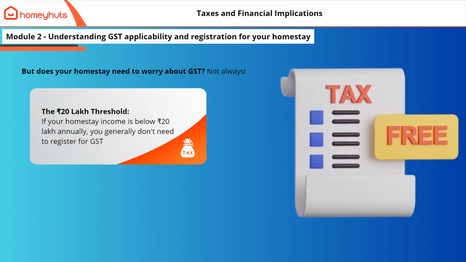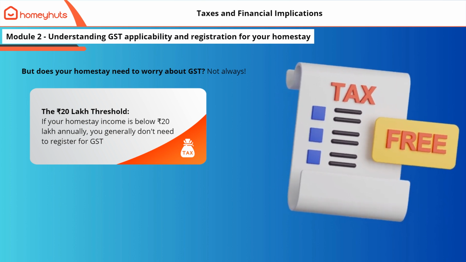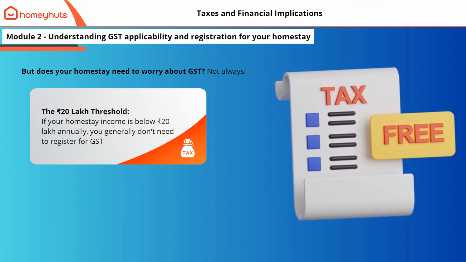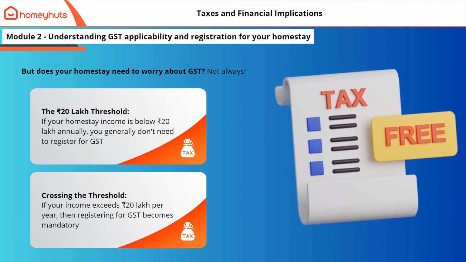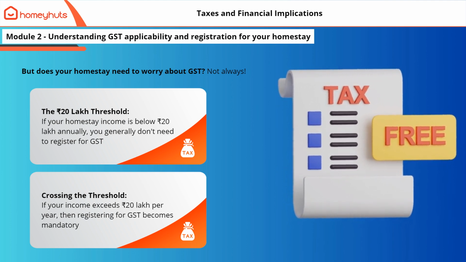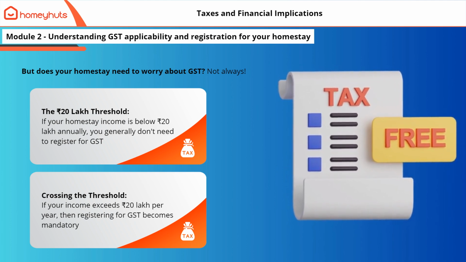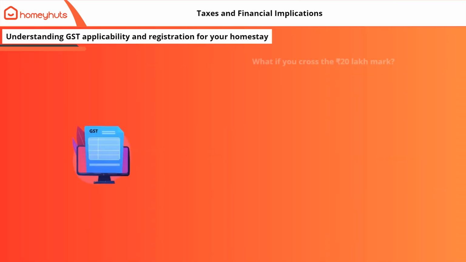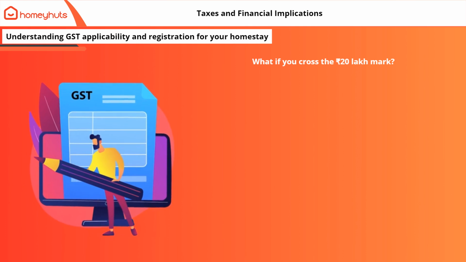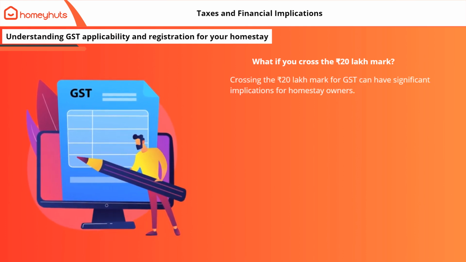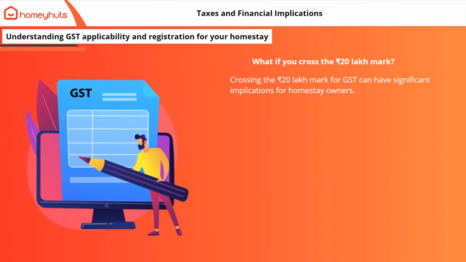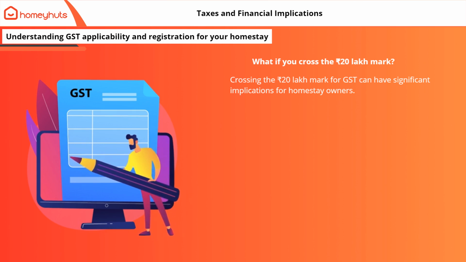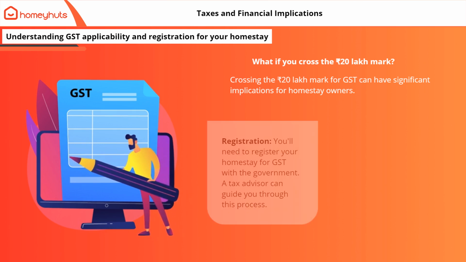If your homestay income is below 20 lakhs annually, you generally don't need to register for GST. And crossing the threshold: if your income exceeds 20 lakhs per year, then registering for GST becomes mandatory. What if you cross the 20 lakhs mark? Crossing the 20 lakh mark for GST can have significant implications for homestay owners. If your income crosses 20 lakhs, you need to do the following.